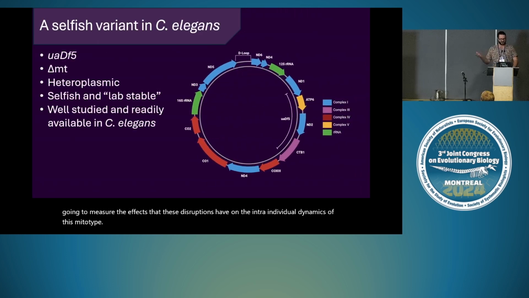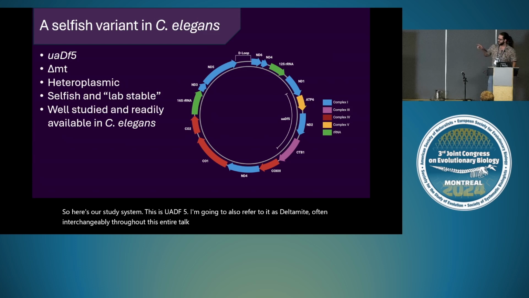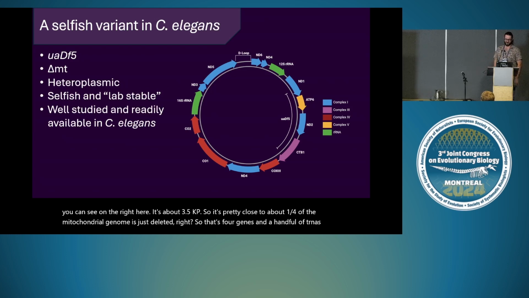So here's our study system. This is uaDf5. I'm going to also refer to it as delta mito often interchangeably throughout this entire talk. And that is because it has this big deletion that you can see on the right here. It's about 3.5 kb, so it's pretty close to about a quarter of the mitochondrial genome is just deleted, right? So that's 4 genes and a handful of tRNAs. They're just completely gone from these.